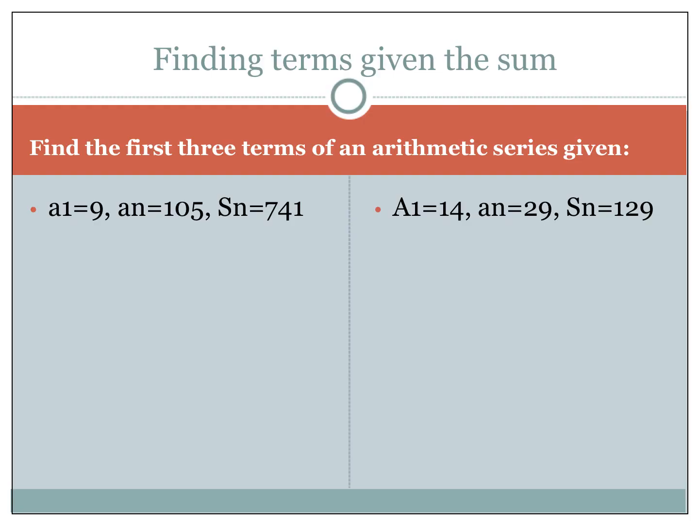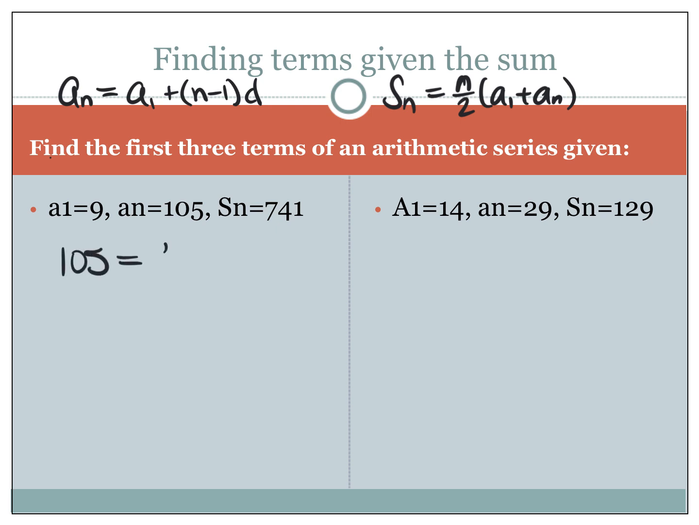Now, if I'm given the sum, can I find the first 3 terms of the arithmetic series? I know a1 is 9, an is 105, and the sum is 741. So now we are working with both equations. An equals a1 plus n minus 1 times d, and Sn is n over 2, a1 plus an. So we're going to plug in what we know to both equations and then see what we can do. Okay, we have, let's see, an is 105. 105 equals a1 9 plus n minus 1 times d. I don't know n and I don't know d.